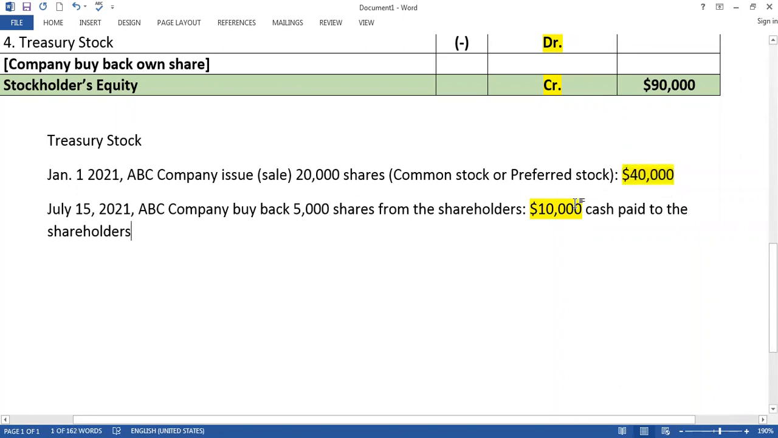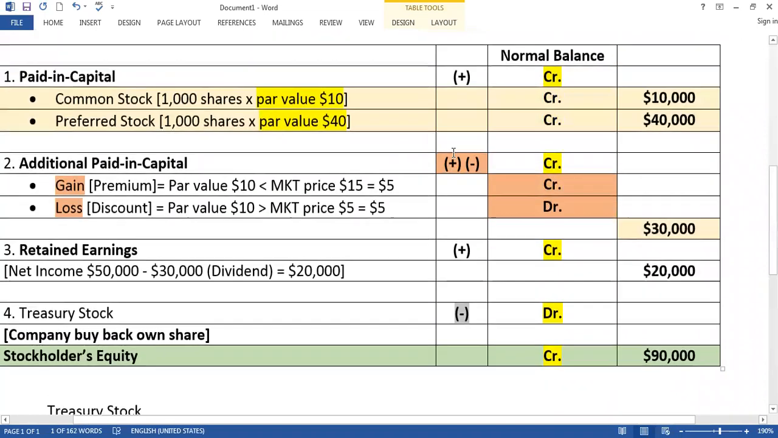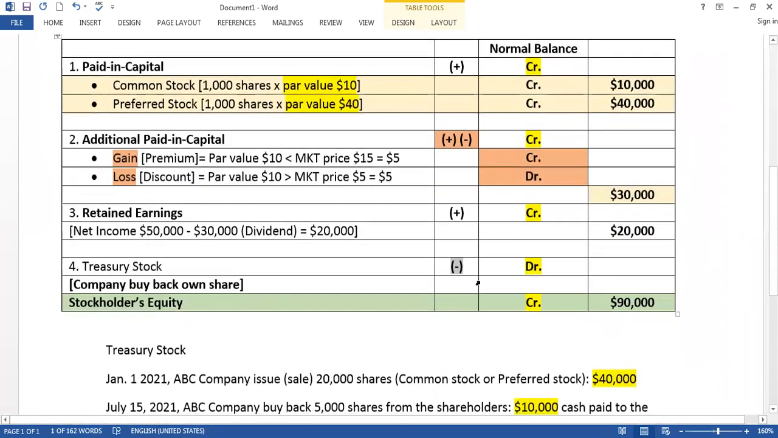Because from here, I already give you $10,000, and you return back my share. So as I already give you this money, you cannot claim this money again, so this is the minus sign. Do you understand why treasury stock is a minus sign? Because I already give you this money and you cannot claim it again.